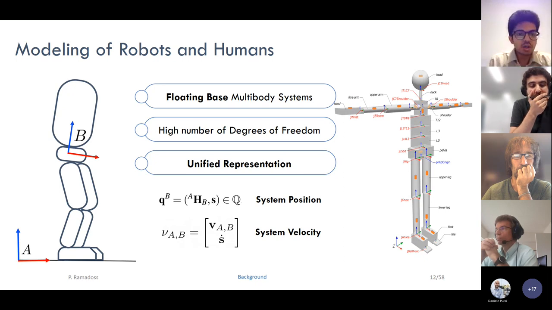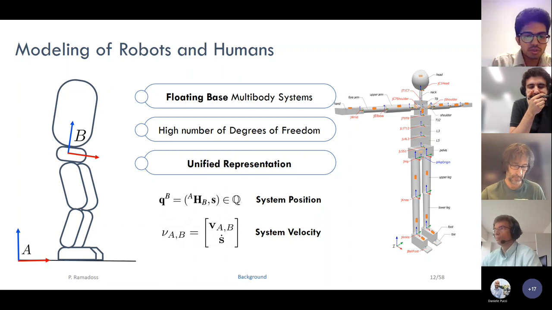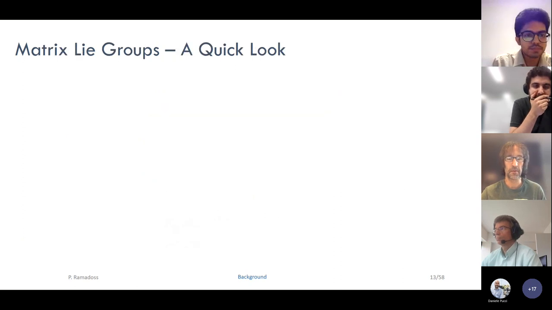So this is represented by the homogeneous transformation H, which along with the joint positions s can give us the full kinematic configuration of the human or the robot. Similarly, for the system velocity, we include a 6-dimensional velocity of the base along with the joint velocities. The contributions of this thesis are based on the theory of matrix Lie groups.